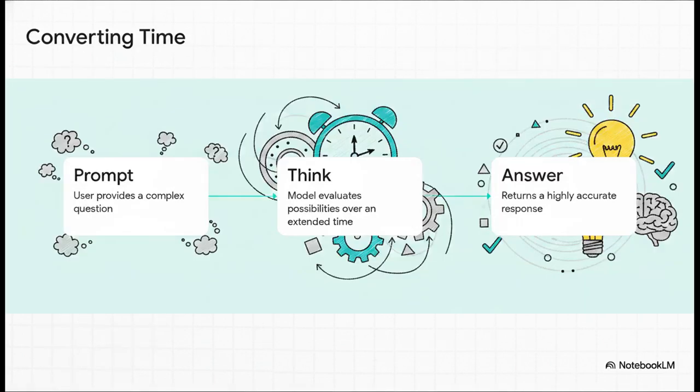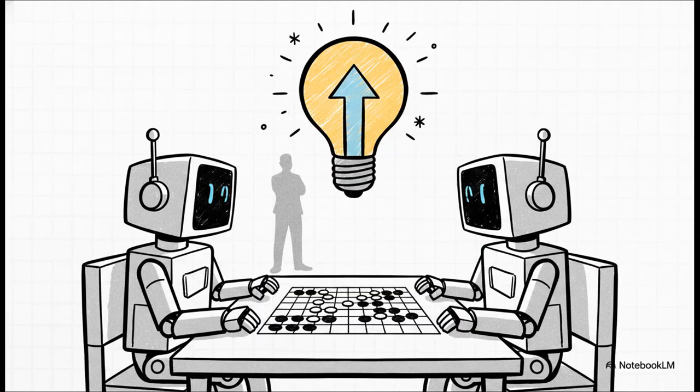The absolutely crucial point here is converting computing time into accuracy. Imagine a world where, instead of demanding instant answers, you hand the model a highly complex problem and say, take 30 minutes, map out every possibility, debate yourself, and give me the absolute best mathematically sound answer. That capability of deep, slow reasoning doesn't quite exist yet, but it's exactly what the entire industry is intensely racing toward right now.